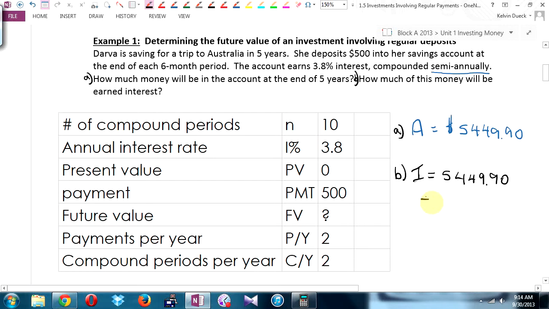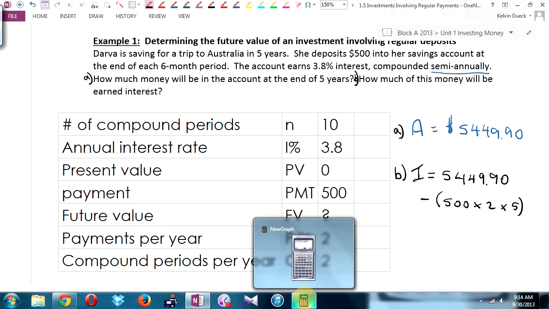Now, how much did she put in? Not 500 bucks. It's going to be 500 times twice a year times how many years? You okay with that? By the way, I think that's 5,000. I think it's because 5 times 2 is 10 times 500. It's 5,000.